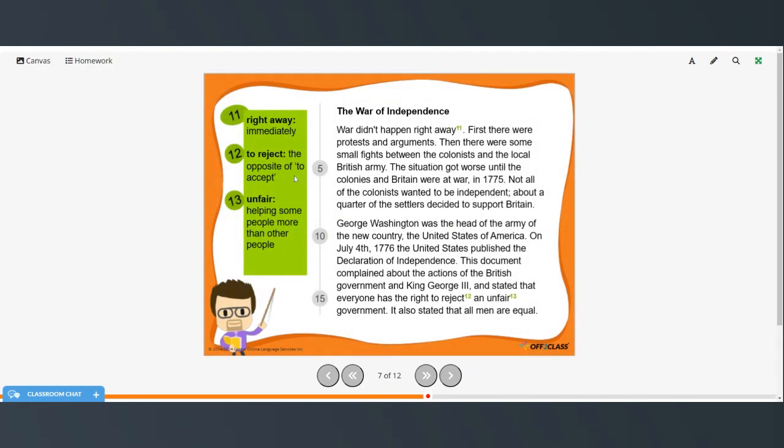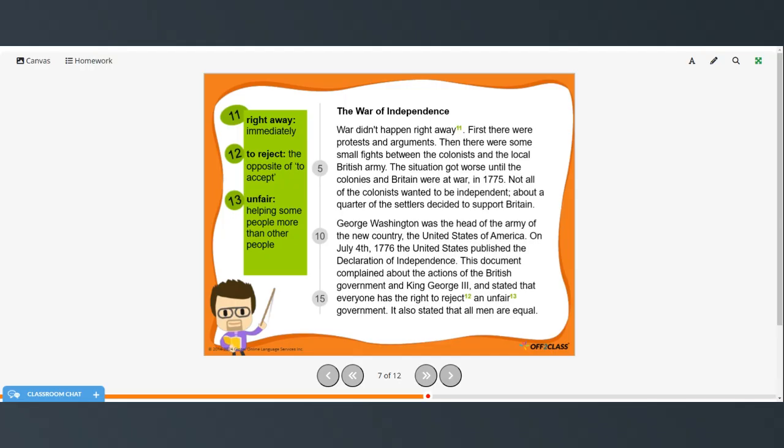Right away means immediately. To reject is the opposite of to accept. And unfair is helping some people more than other people. The War of Independence. War didn't happen right away. First, there were protests and arguments. Then there were some small fights between the colonists and the local British army. The situation got worse until the colonies and Britain were at war.